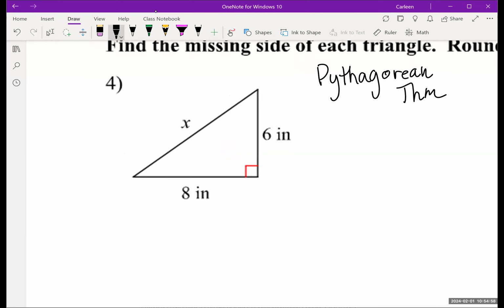Okay. So here's Pythagorean theorem. Side squared plus side squared equals hypotenuse.